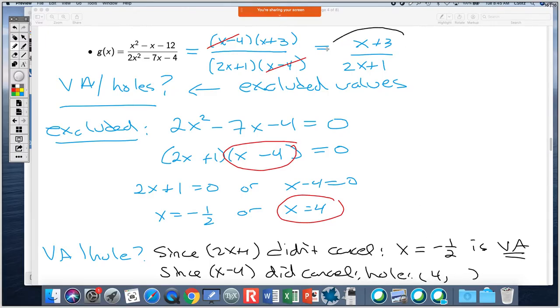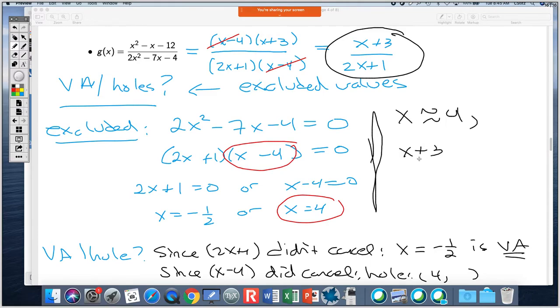And how do we get that? Well, if x is close to 4, the x plus 3 over 2x plus 1 is going to be close to 4 plus 3 over 8 plus 1, which is 7/9. So we expect the hole there to be at 4 comma 7/9.